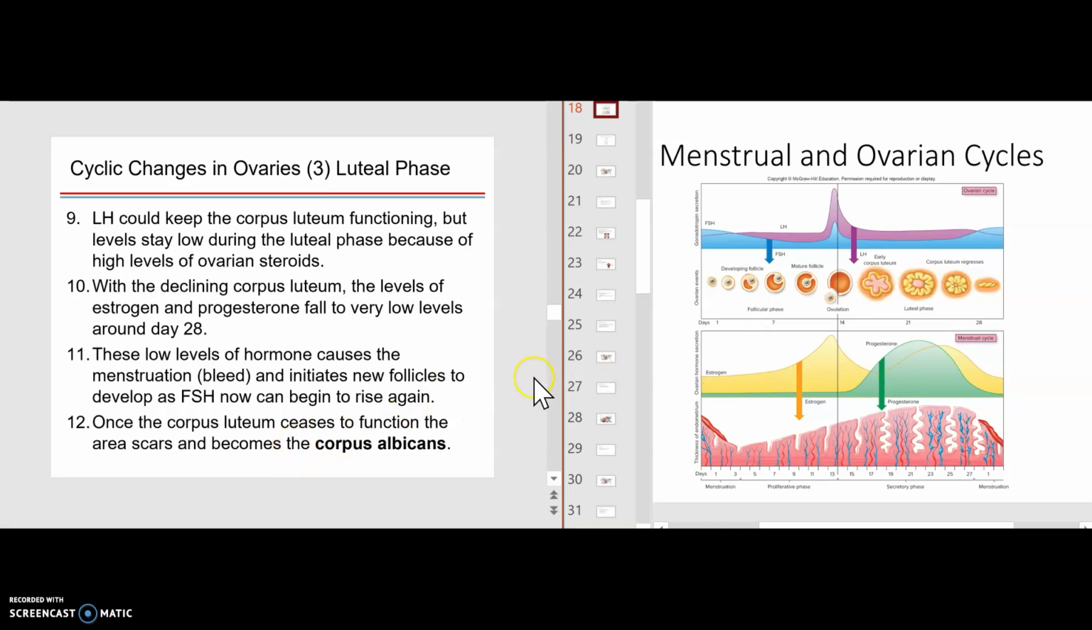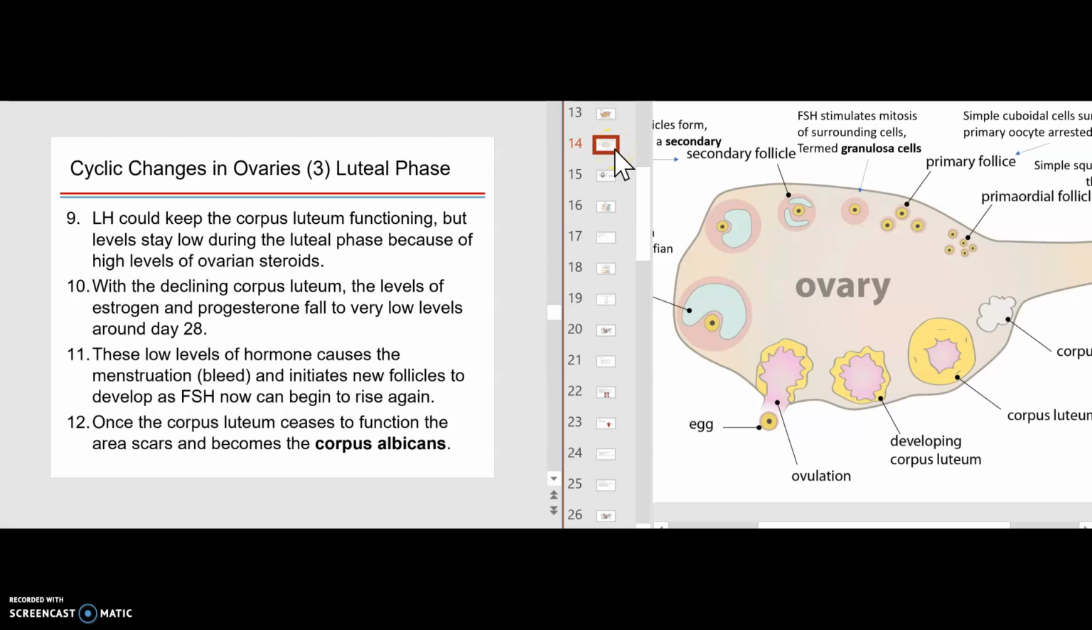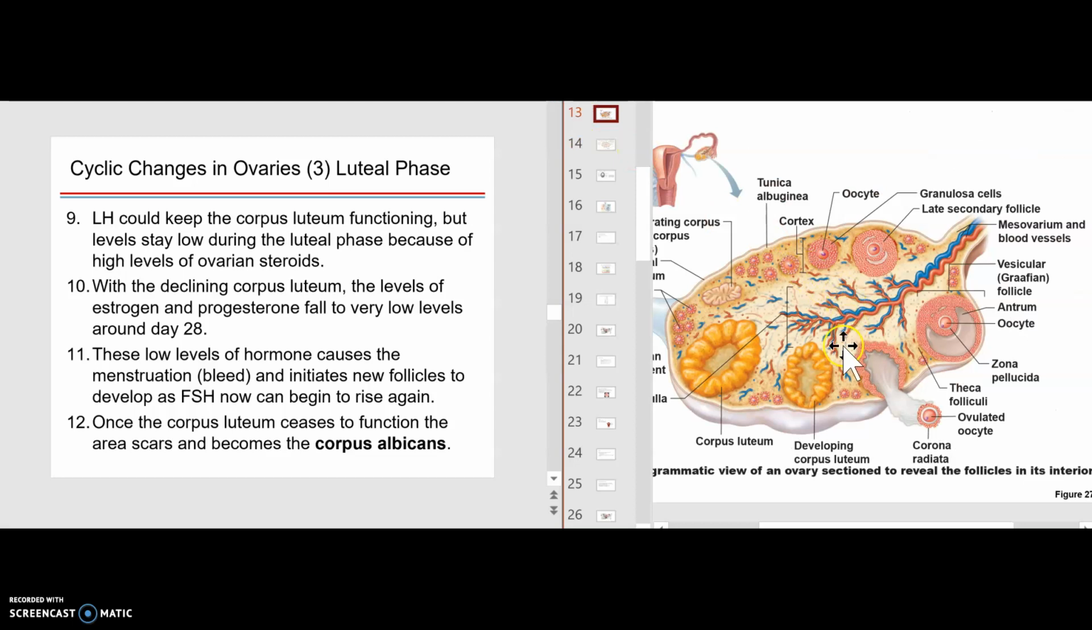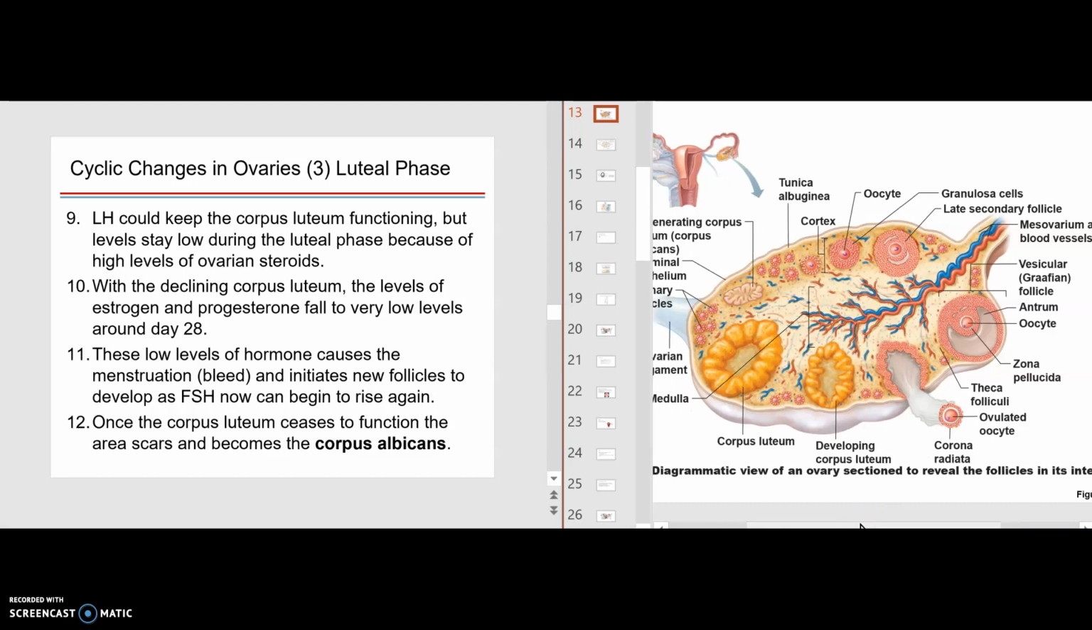And then when the corpus luteum is no longer functioning, it forms a scar tissue in the ovary called the corpus albicans. Okay, so that's what ultimately happens when the corpus luteum regresses too much. Regresses and forms a scar tissue.